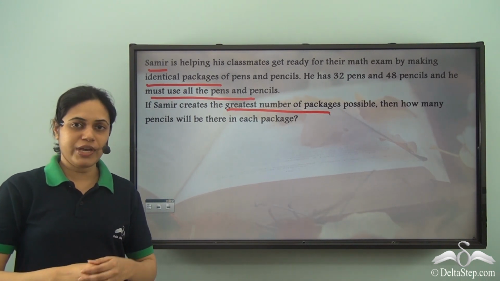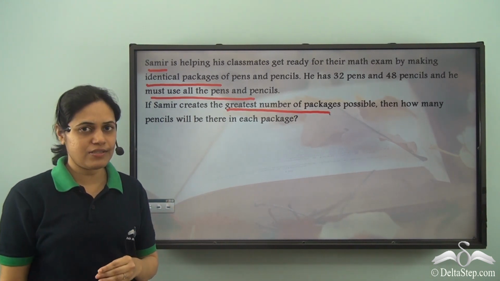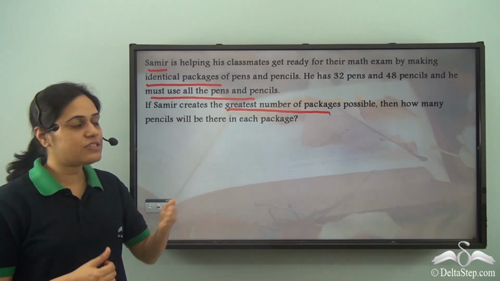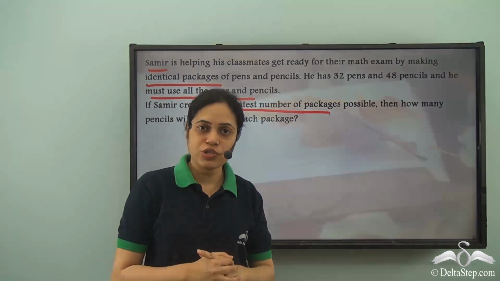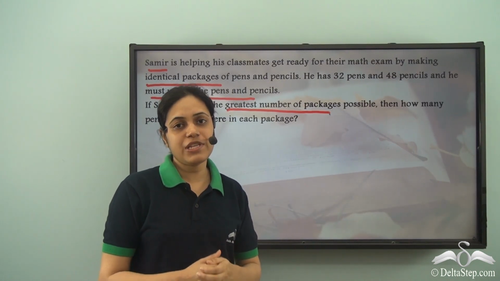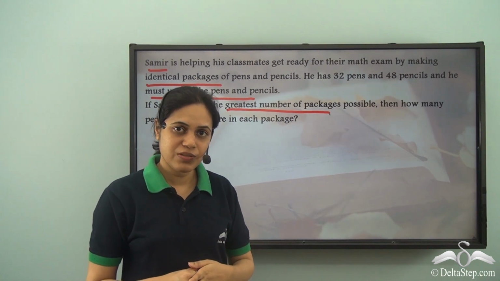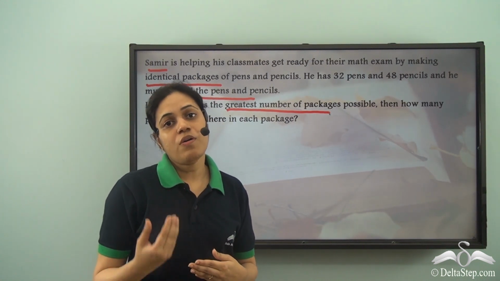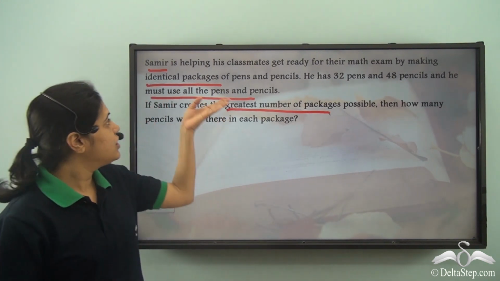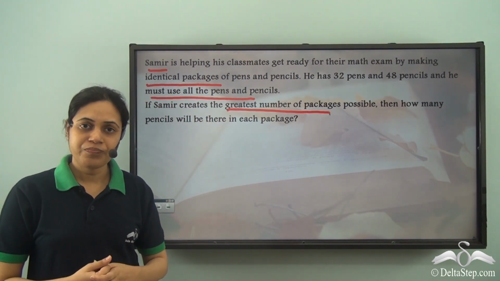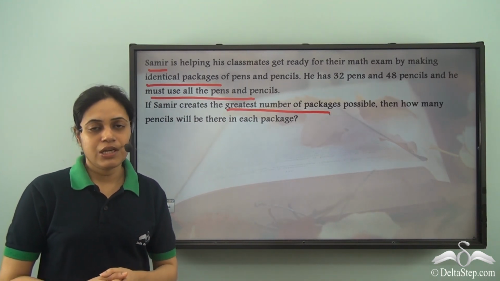So what this boy is doing, he's making packages of pens and pencils for his friends. We want to know how many pencils will be there in each package. There are 48 pencils in total. So how many pencils will be there in each package? 48 divided by the number of packages, right? So essentially what we need to find is how many packages did this boy Samir make.